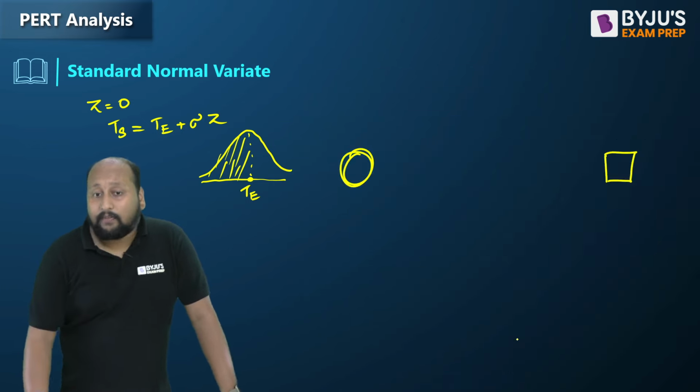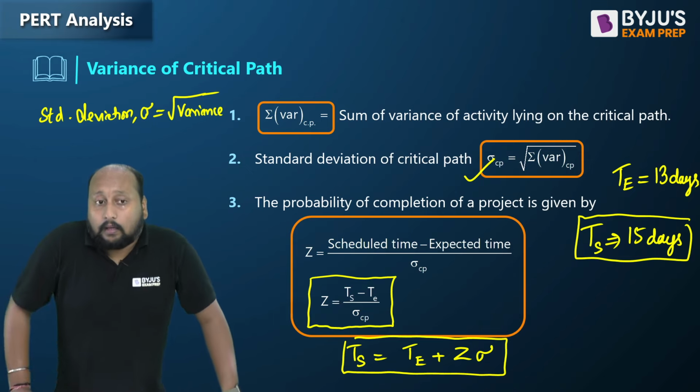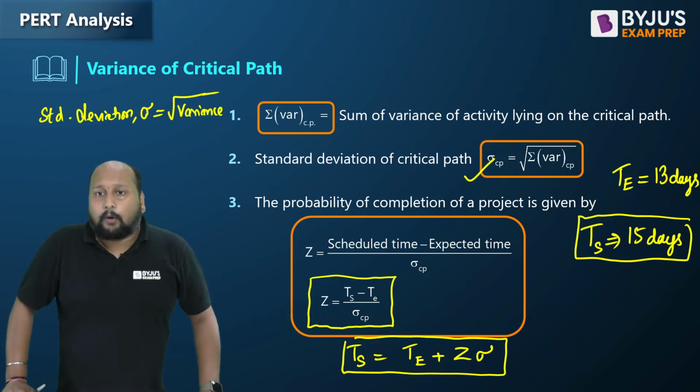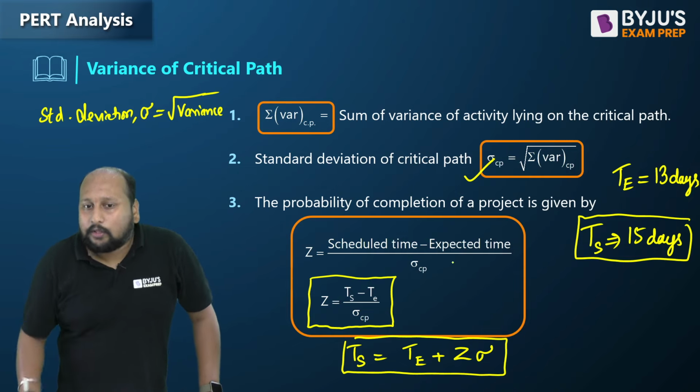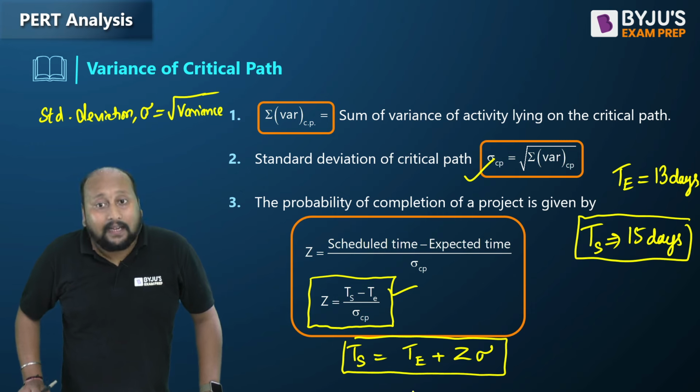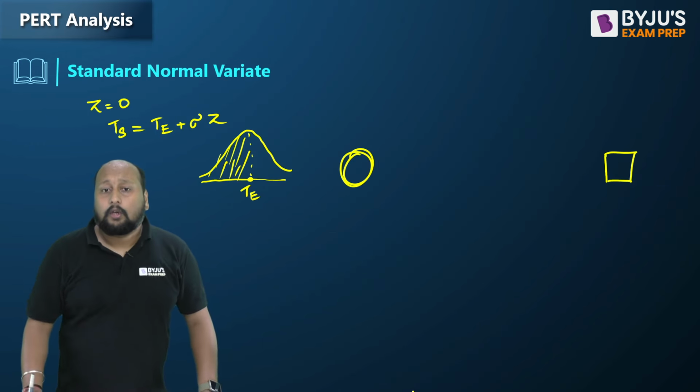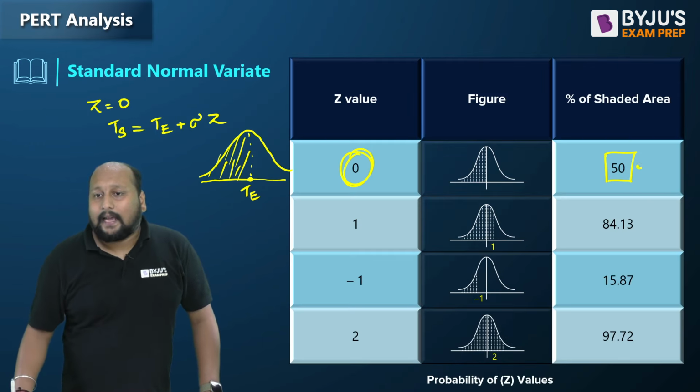That means if I'm calculating the probability of completing this project in 13 days, then your answer will be simply 50%, because if TS and TE are the same, then Z equals 0, and for Z equal to 0, you have this probability as 50%.